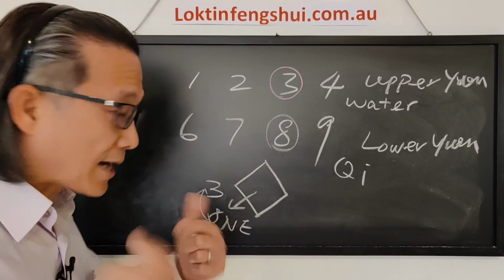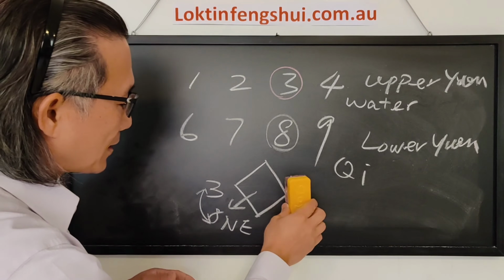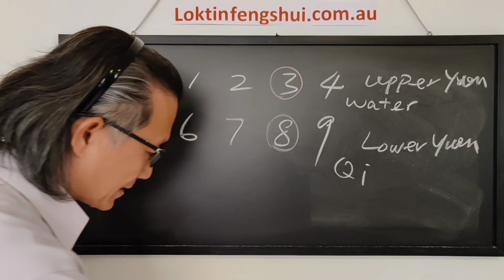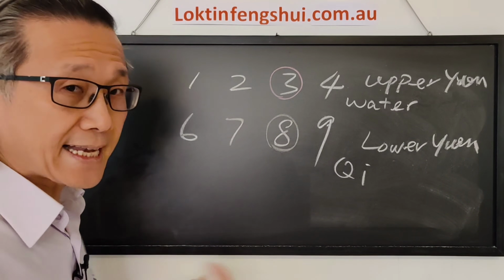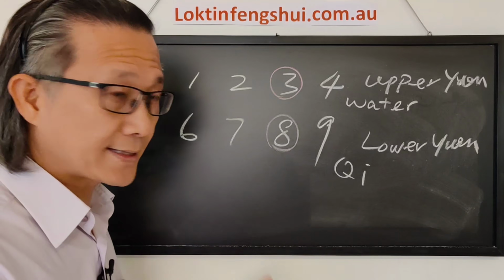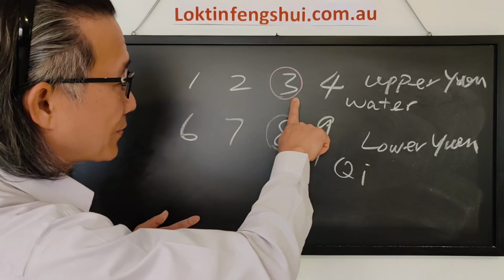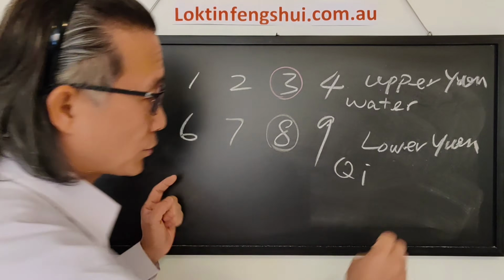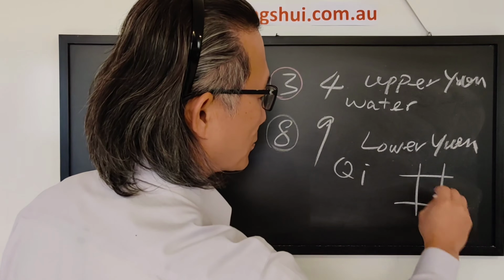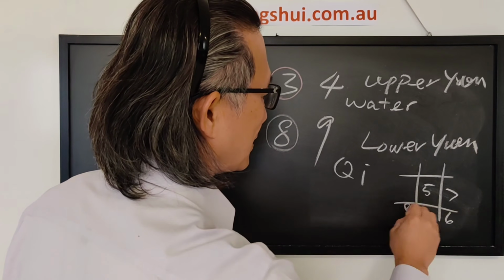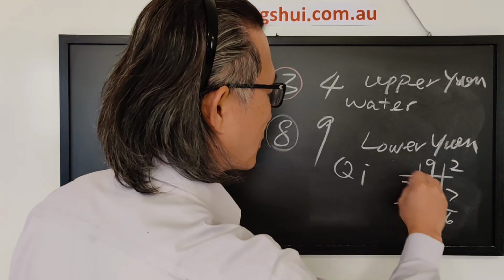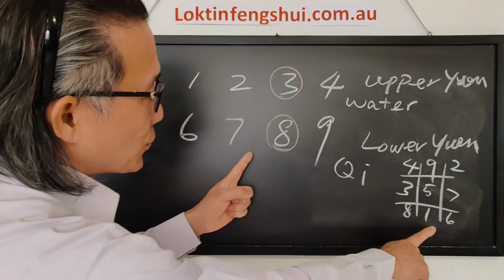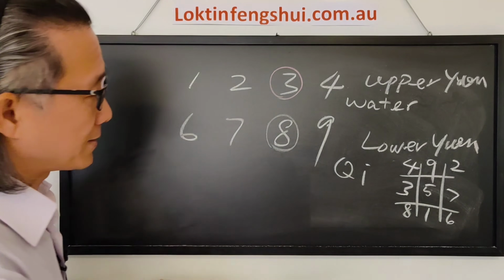Or some masters out there do not take the facing direction into consideration. They would just say, regardless of what direction your house is, you can put some water in the 3 area, which is the Zhen Gua. So these numbers are according to the Luo Shu: 5, 6, 7, 8, 9, 1, 2, 3, 4. This is according to the Luo Shu, because the Luo Shu is related to the period.